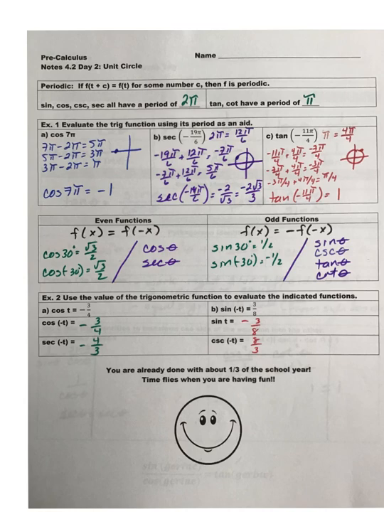So the fact that these angles are coterminal and can end at the same spot and have the same value, then these are periodic. So 4 of the functions, sine, cosine, cosecant, and secant, have a period of 2 pi. They have to go around a whole circle to get to the same value. Tangent and cotangent, though, only have a period of pi. So that's a little bit different there.